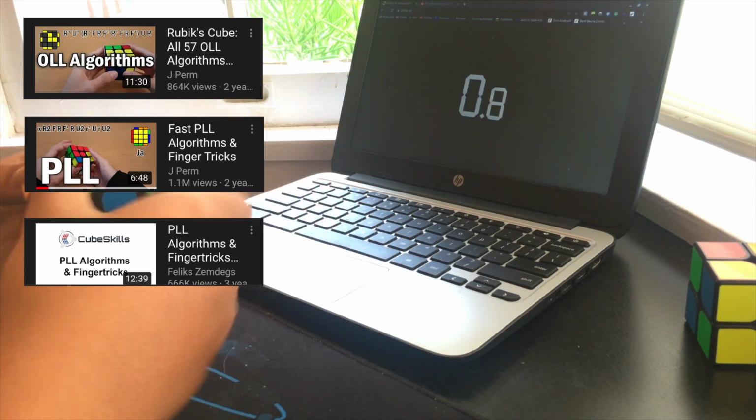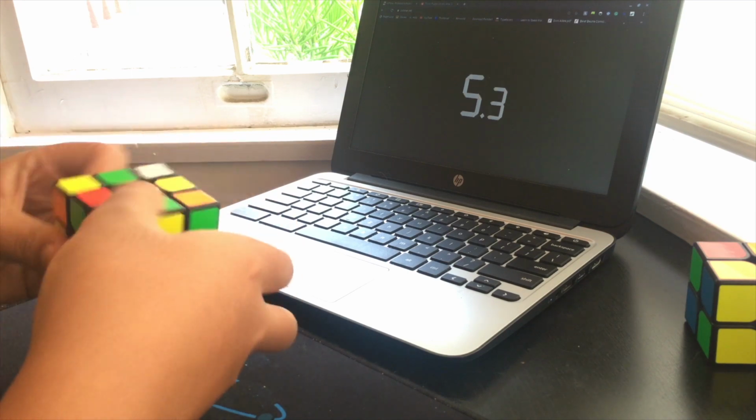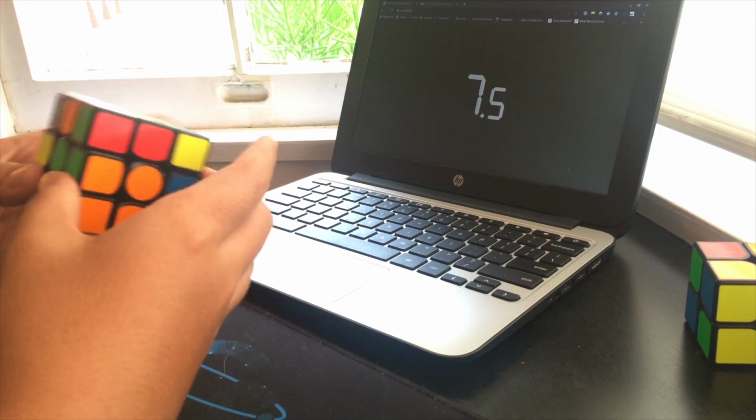Now, there are a lot of algorithms and sites out there, and sometimes it could be overwhelming on which algorithms or sites you should be using. So here are my top 3 sites that you should be using.